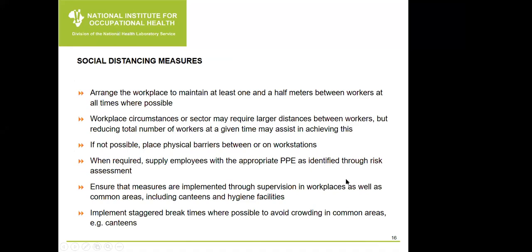Another class of measures that need to be implemented is the social distancing measures. I think we are so familiar with all of that, but it's so important that we don't get complacent and really be reminded of this again. Workplaces need to be arranged to maintain at least 1.5 meters between workers. The workplace circumstances, so again, it's a case-by-case situation. Whatever is applicable for that specific workstation or workplace needs to be considered, and as best possible, this needs to be implemented to make sure that employees can do their work and still maintain social distancing as applicable. And this is also at the work area and also the common areas such as the canteens and hygiene facilities.